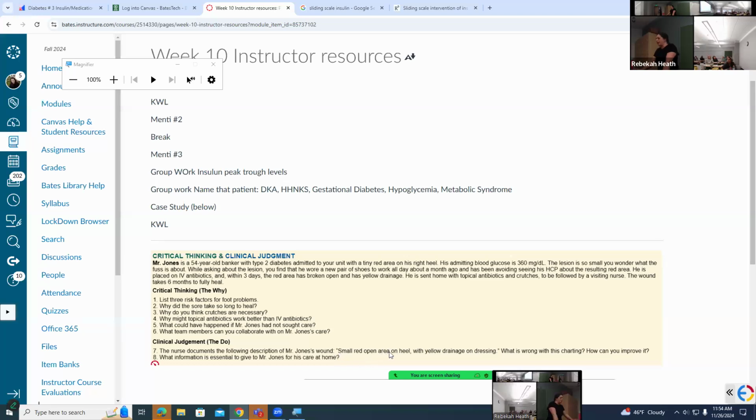All right, so then for everybody, the nurse documents this description of his wound: small, red, open area on heel with yellow drainage on dressing. So 2 questions: what is wrong with the charting and how can you improve it? And I want you also to say what information is essential to give Mr. Jones for his care at home. You as a group will decide, and even if we don't have all the information, practice writing a narrative note. Let's describe what this wound is.